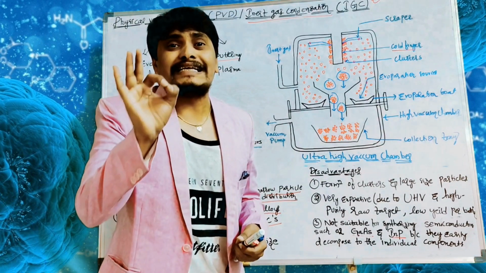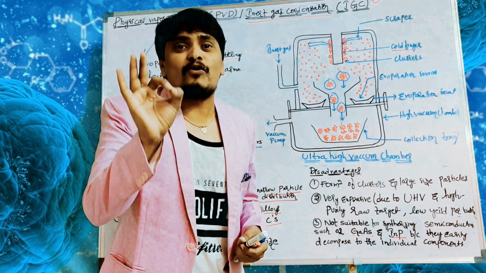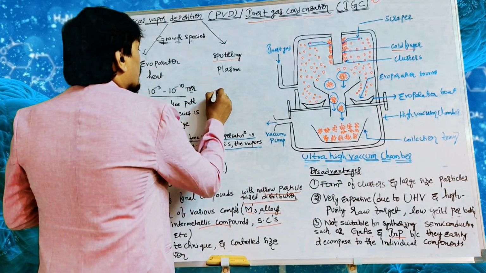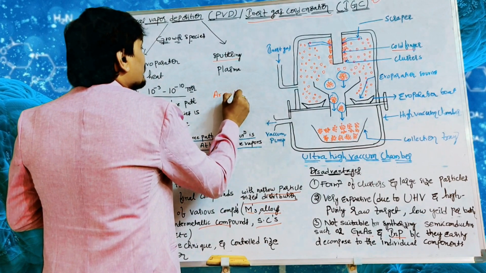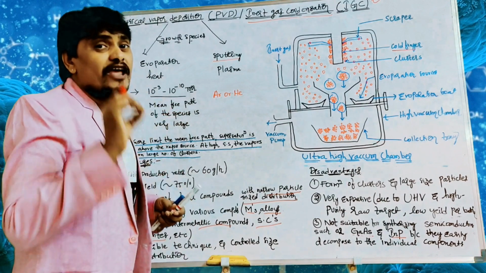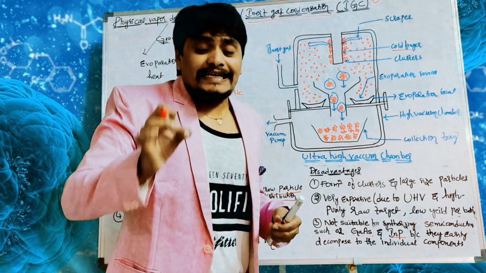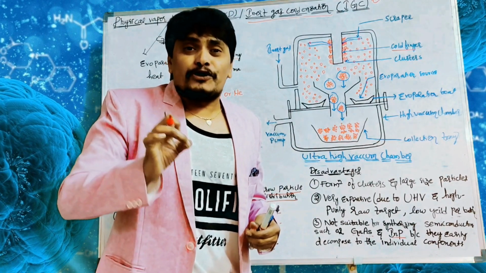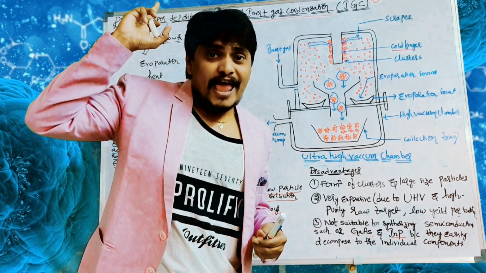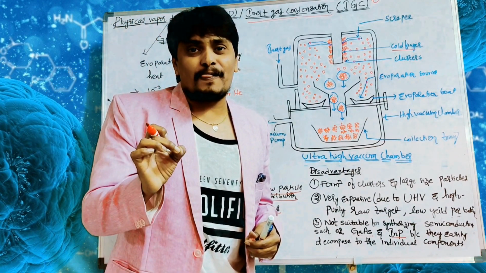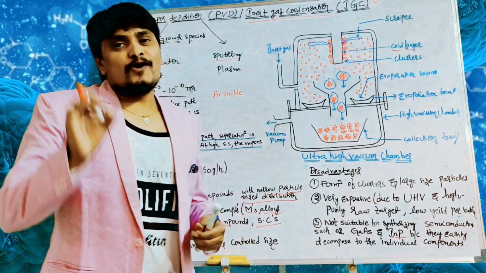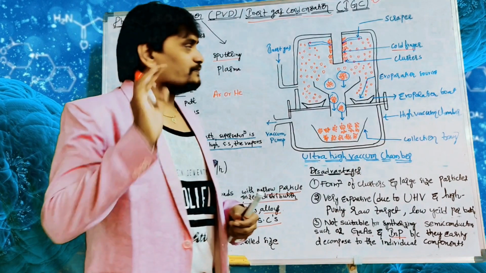Why, students? Because in this inert gas condensation, we are going to use inert gases such as argon or helium, which reduce the mean free path of the species, by which instead of producing low quality products, unlike the evaporation, we are going to get high quality nanoparticles. I hope you got it till now, right?